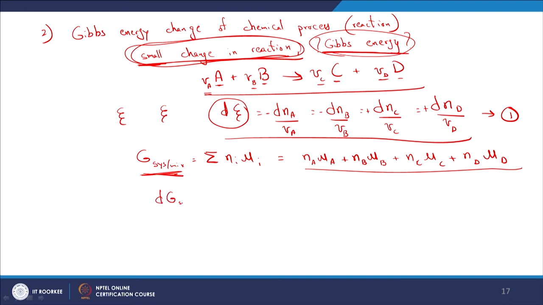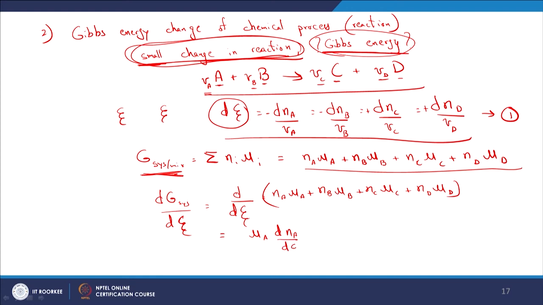So if I take the derivative here, dG of the system by dz, and that is equal to what now? d by dz of Na mu A plus Nb mu B plus Nc mu C plus Nd mu D. And now I guess let's try to get this straight here, and that would be equal to mu A into dNa by dz plus mu B into dNb by dz plus mu C into dNc by dz plus mu D into derivative of what now? The number of moles of D for a small change in the extent of the reaction, I guess.